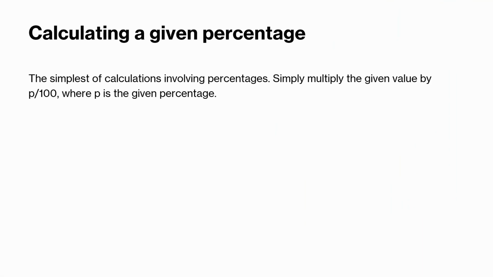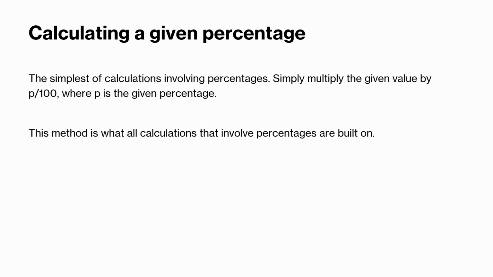First we'll discuss calculating with a given percentage. This is the simplest calculation involving percentages. Simply multiply the given value by p over 100, where p is the given percentage. For example, if we're calculating using 50%, we do 50 divided by 100. This method is what all calculations that involve percentages are built on.